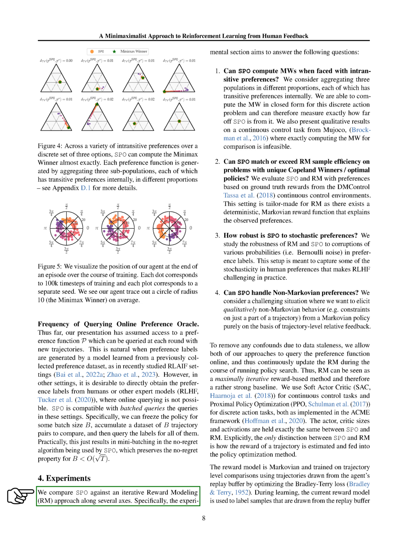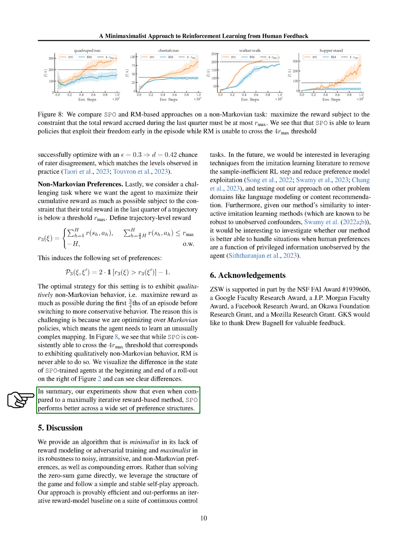We've conducted experiments to compare SPO against an iterative reward modeling approach. We've looked at whether SPO can compute minimax winners when faced with intransitive preferences, whether SPO can match or exceed sample efficiency on problems with unique Copeland winners or optimal policies, how robust SPO is to stochastic preferences, and whether SPO can handle non-Markovian preferences. Our experiments show that even when compared to a maximally iterative reward-based method, SPO performs better across a wide set of preference structures.